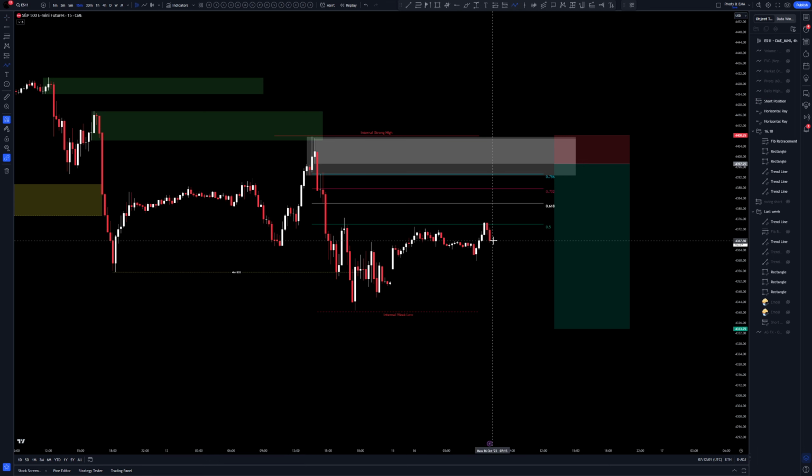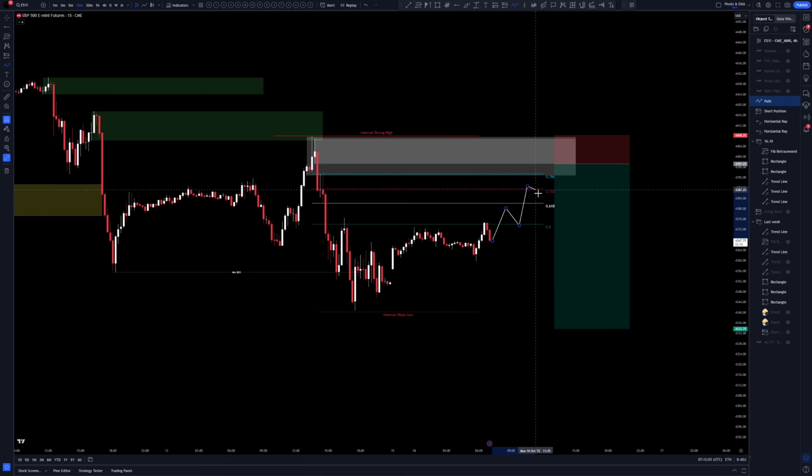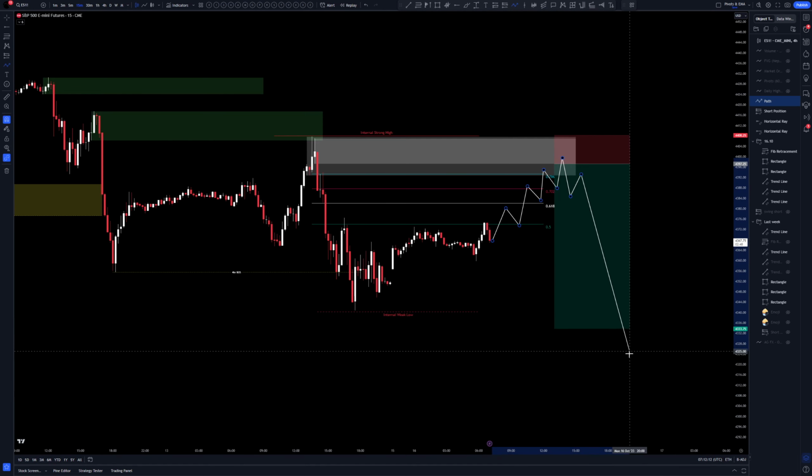We want price to be doing this today. Okay, this to break this low here. Supply overwhelms demand. We can short that back down. Okay, that's what we want. This is what we want. Okay, don't be a hero.